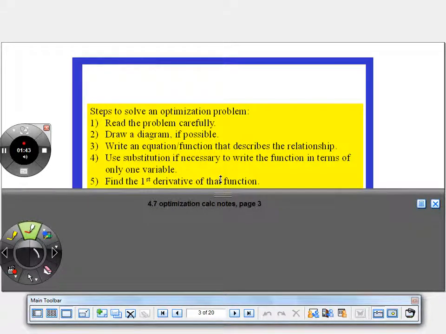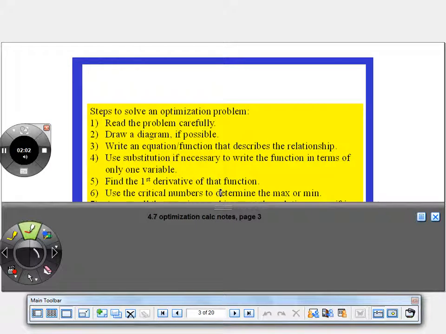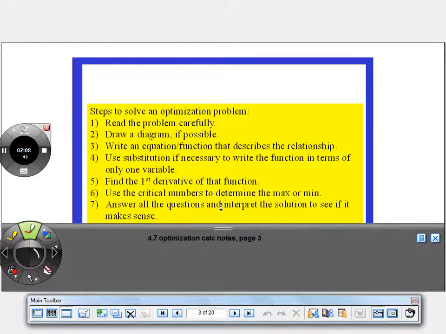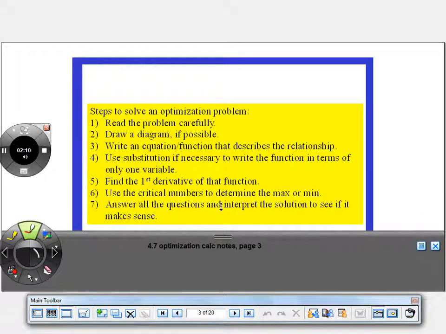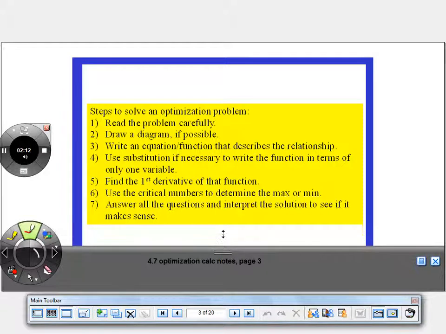Okay. Then, because you're looking for the max or the min, we're going to use our strategy of finding the first derivative and saying, hey, wherever the first derivative equals 0, that's probably going to be a high point or a low point. So that's going to be the key way to find your max and your min. And then number 6, use those critical numbers to determine the max or min. And then we would answer all the questions and interpret the solution and see if it actually makes sense for the problem that we're solving.